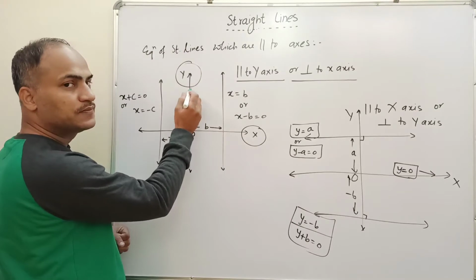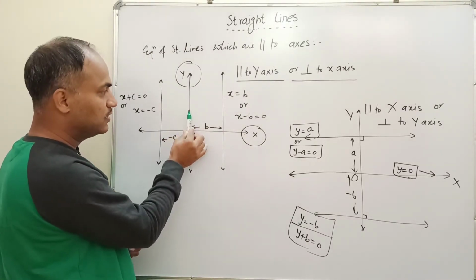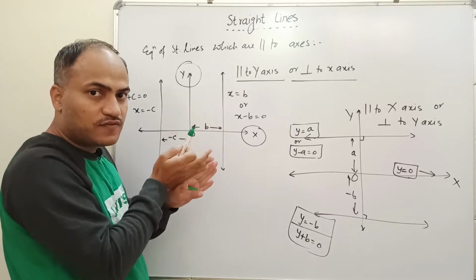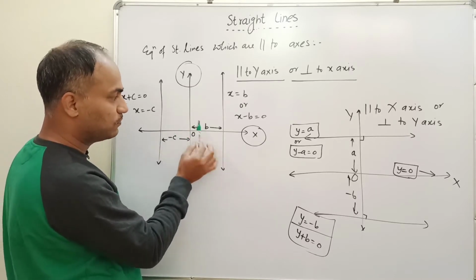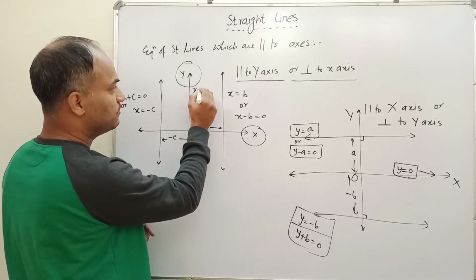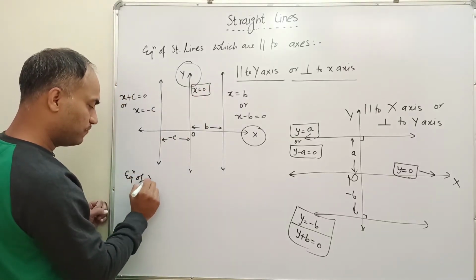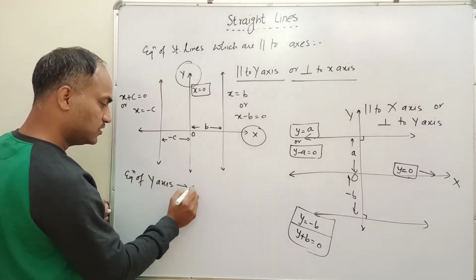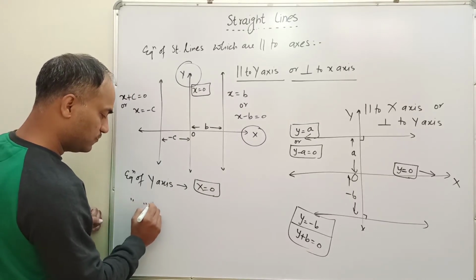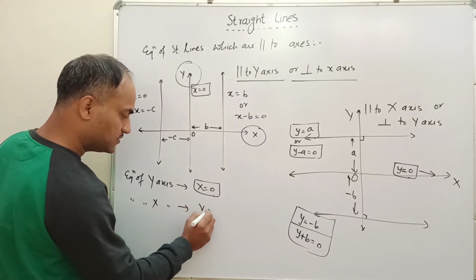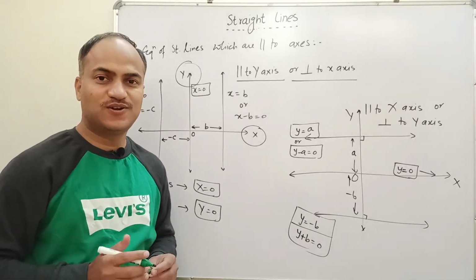Similarly for the y-axis, this is a line which is overlapping with the y-axis, which means it is lying on the y-axis. So this line is cutting zero intercept on the x-axis, and the equation of this will be x is equal to 0. So the equation of the y-axis is x is equal to 0, and the equation of the x-axis is y is equal to 0. These are two important equations one should know.